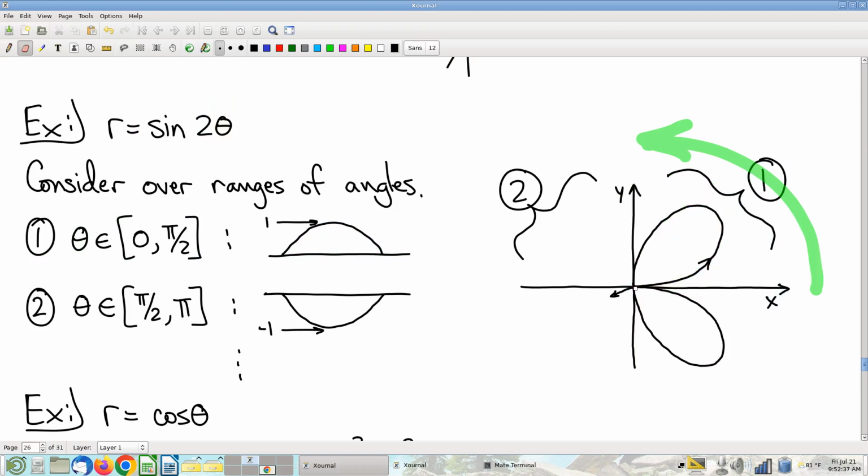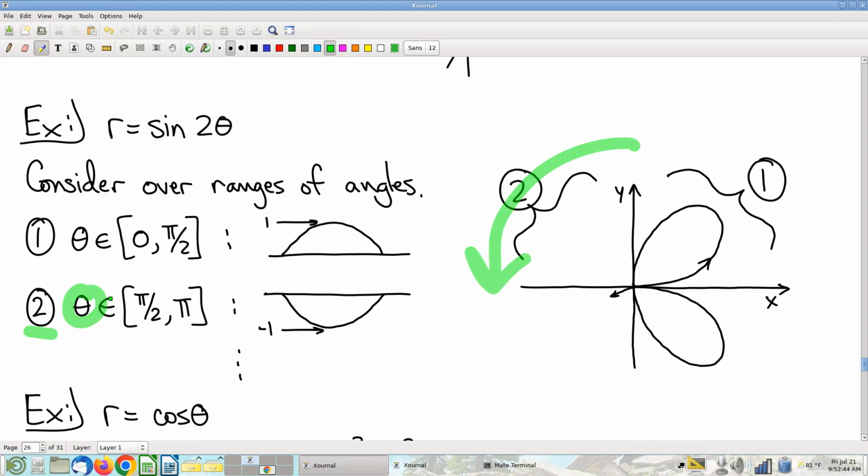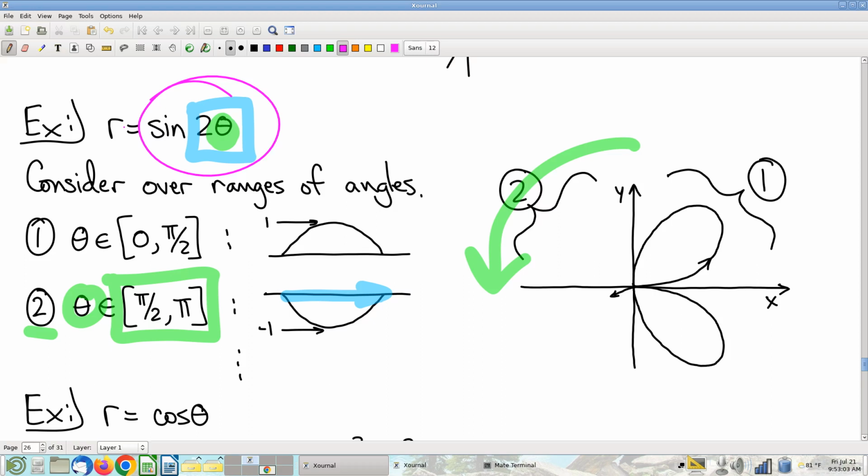Now, where it gets weird is when we start thinking about the second case of this. The second case is, let's think about our angle, theta, going from pi over 2 to pi. Keeping in mind that that's the theta. That's not the argument of sine. The argument of sine goes from pi to 2 pi. And as the argument of sine goes from pi to 2 pi, well, sine, aka r, goes from 0 down to -1 and then back up to 0.